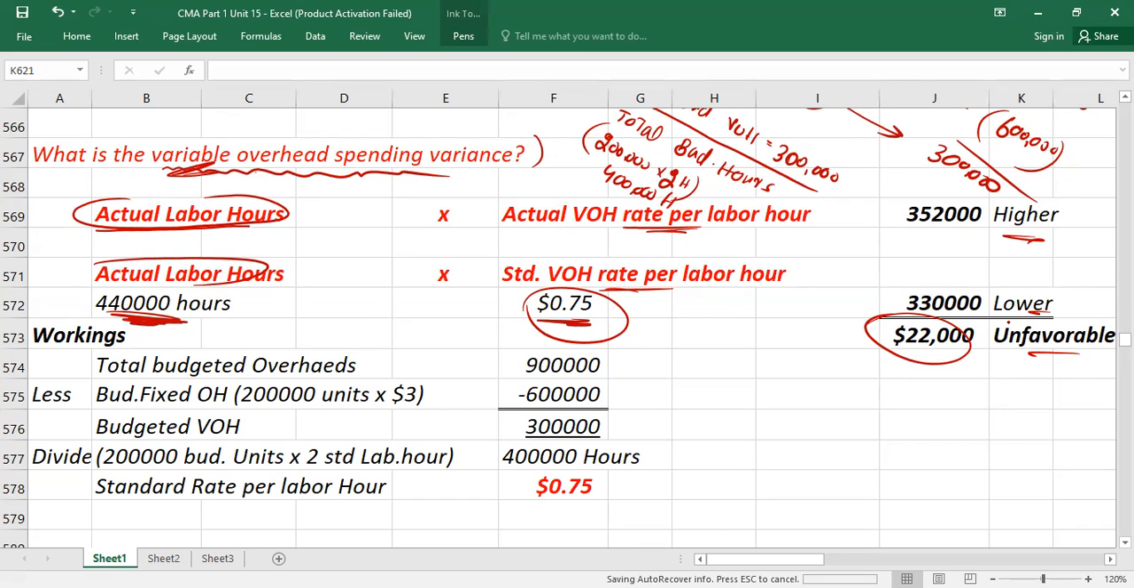Understood? So here you learned one new thing in this question. If total overheads are given and I want to calculate variable, I will deduct fixed overhead. If total overheads are given and I want to calculate fixed, I will deduct variable overhead. I will reach my required part. Right or wrong? Right?